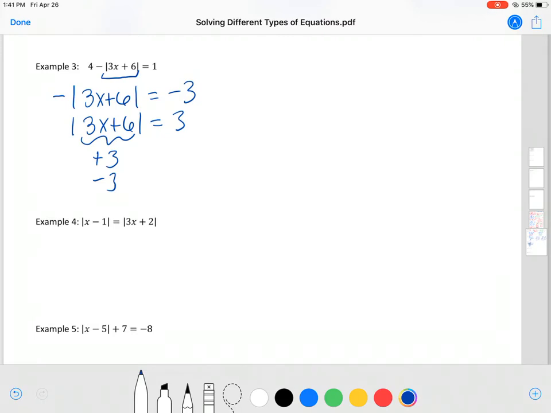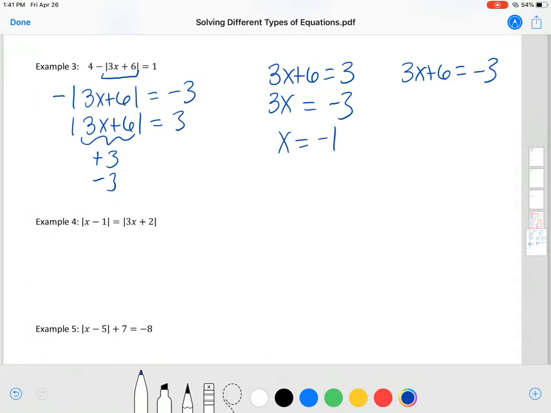So I'm going to set up my two equations. So I have 3x plus 6 is equal to 3, or 3x plus 6 is equal to negative 3, and solve these. So I have 3x, and I want to subtract 6 from both sides. So that would give me 3x is equal to negative 3, which means x is negative 1. And then on this side, if I subtract 6 from both sides, I get 3x is equal to negative 9, which means x is negative 3. So here are my two answers.